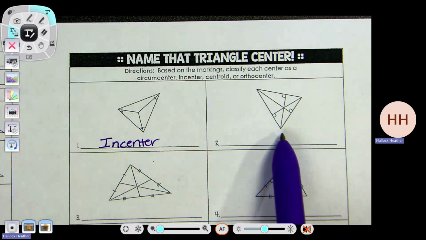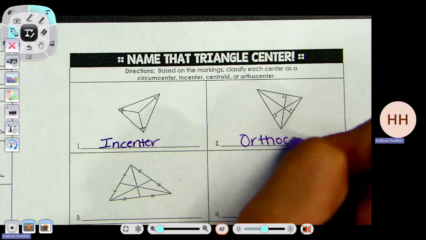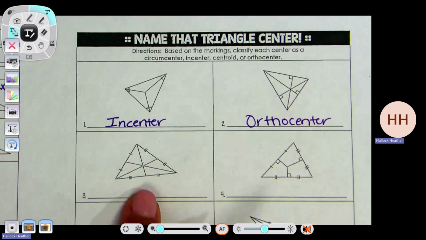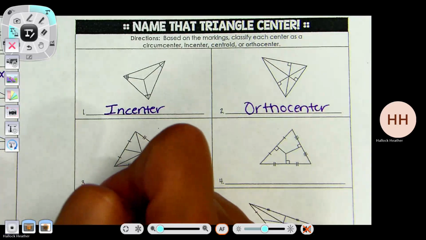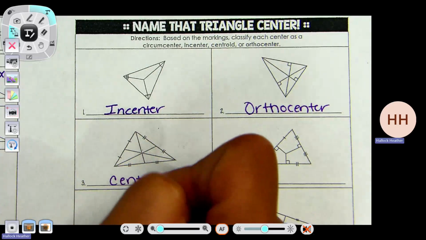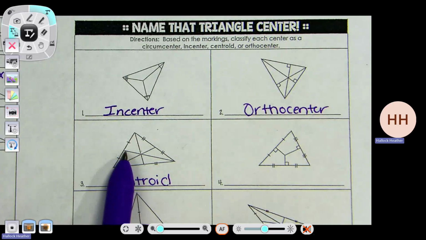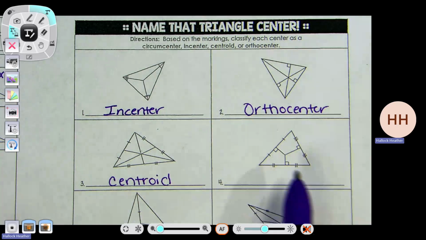This one has no congruency marks, just right angles. Orthocenter. The next one has tick marks on the outside: centroid. It's not circumcenter because circumcenter also has right angles. These are not right angles. So centroid and circumcenter are very similar, but they're not right angles for the centroid.